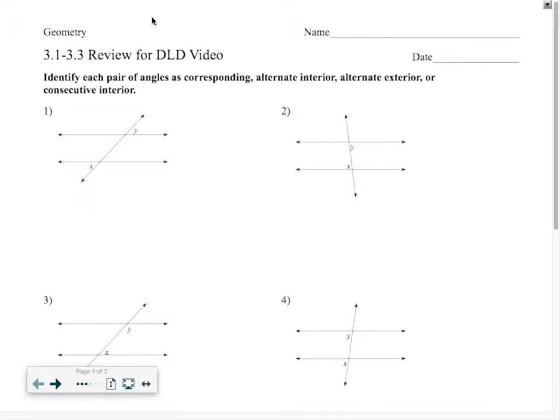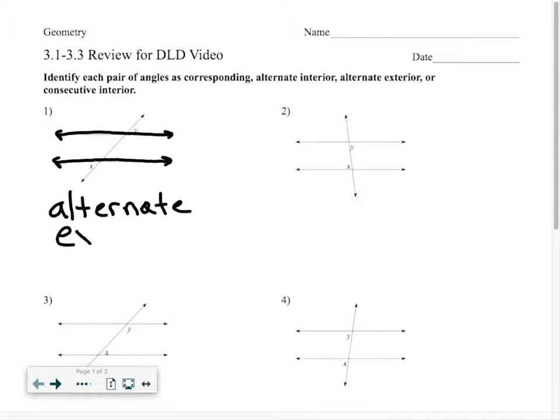So for these first ones, when we look at X and Y, clearly they are on the exterior of these two lines, so they're exterior angles. My transversal is the one line cutting there. They're on opposite sides of the transversal, so these are what we call alternate exterior angles. Okay, these are alternate exterior angles.